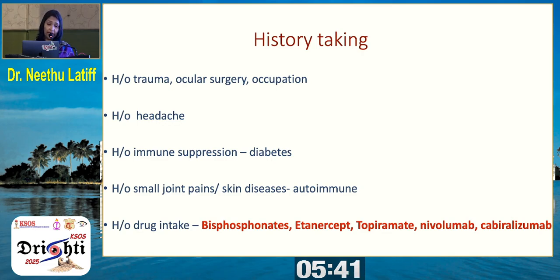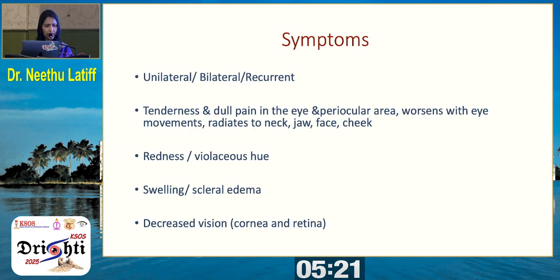Now, a history of headache. In infectious scleritis, the patient mostly complains of severe headache, and also a history of immunosuppression. Diabetes points more towards infectious etiology, and small joint pain and skin diseases point more towards autoimmune causes, and also you have to take a detailed history of drug intake. Symptoms: unilateral, bilateral, recurrent. The patient may complain of dull pain, tenderness, and pain radiating to the neck, jaw, face, and cheek. And redness of violaceous hue can be noted in autoimmune scleritis. And decreased vision is noted when there is corneal and retinal involvement.